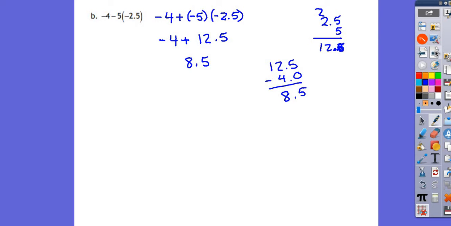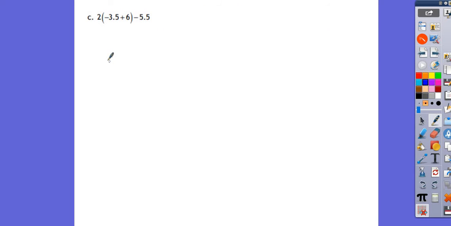Okay, now taking a look at C. Alright, I see that we have a parenthesis, so I need to do work with that first. Inside the parenthesis, I have a negative and a positive, so different signs subtract. So I have 6 minus 3.5.